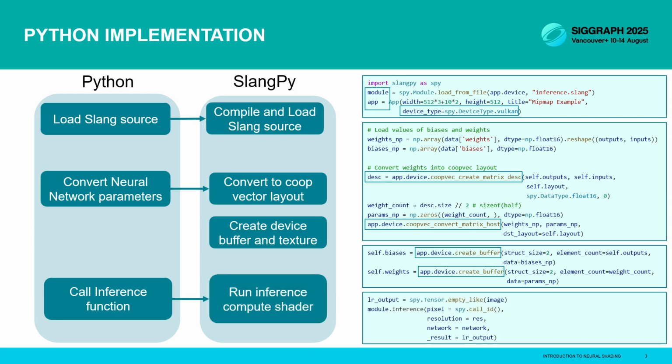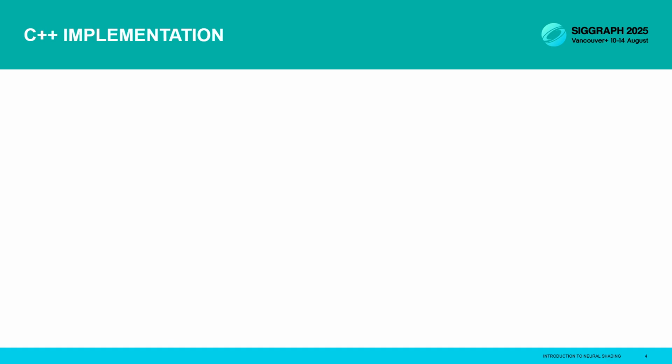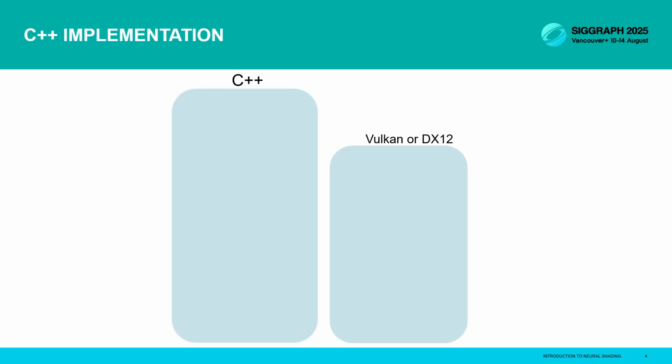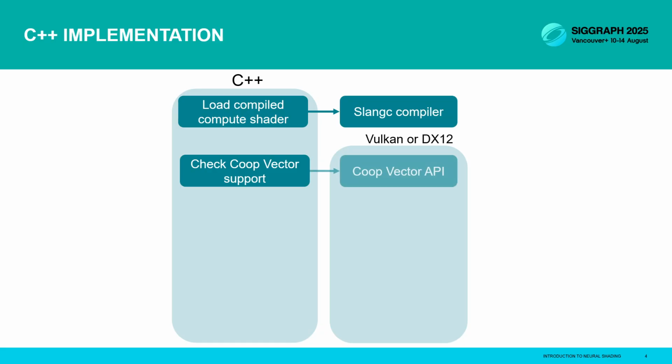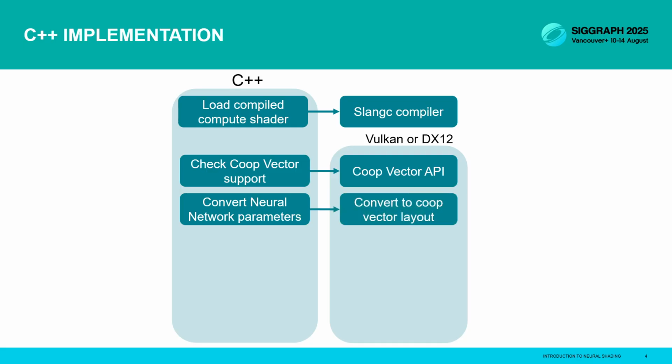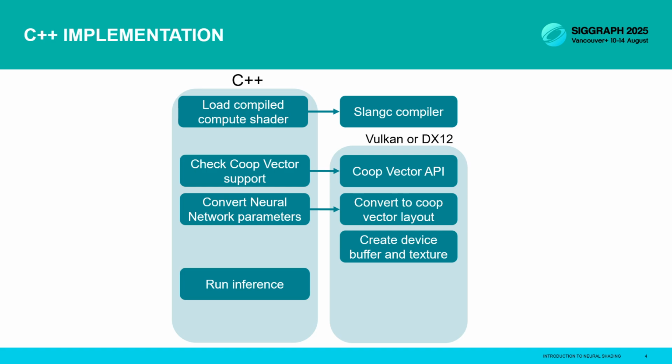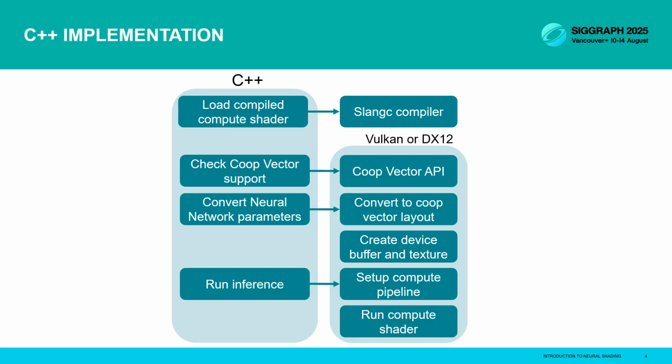Internally, SlangPy runs the inference compute shader, but from Python code it looks like we just call the inference function from the inference shader code. Now let's take a look at our C++ implementation. We start by loading the compiled compute shader. For compilation, we use the Slang C compiler, which is a separate application in the Slang package. Next, we check cooperative-vector support for our graphics device. After that, we convert neural network parameters using the graphics API interface. And then we create device buffers and texture. Last step, run inference. For that, we set up the compute pipeline and then run the compute shader.